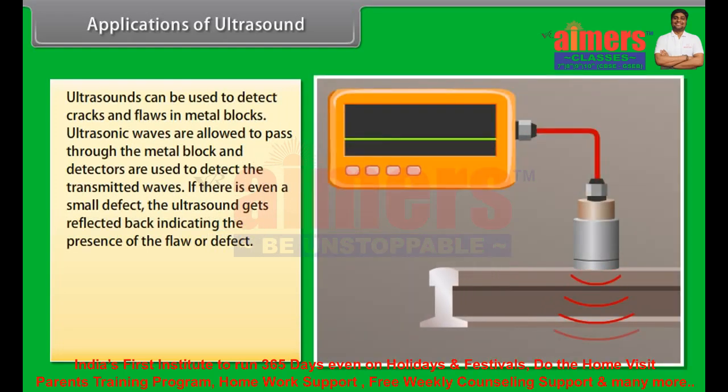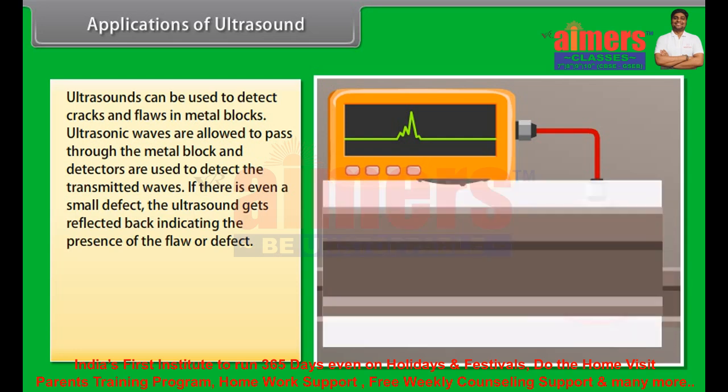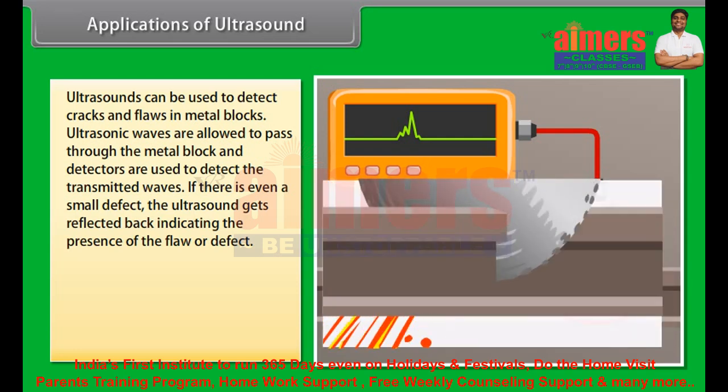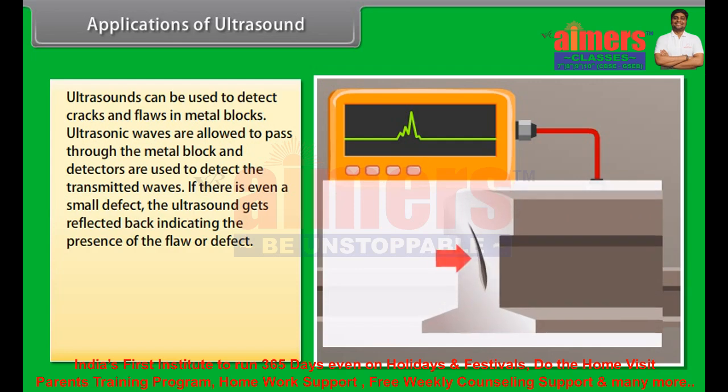Ultrasounds can be used to detect cracks and flaws in metal blocks. Ultrasonic waves are allowed to pass through the metal block and detectors are used to detect the transmitted waves. If there is even a small defect, the ultrasound gets reflected back, indicating the presence of the flaw or defect.